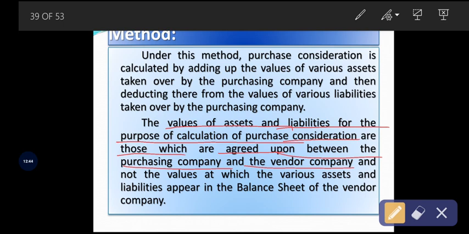And they are not the values at which the various assets and liabilities appear in the balance sheet. Balance sheet here means book value. So only if the problem specifies to take over the assets and liabilities at book value, then we have to consider the book value. If not, we have to consider the agreed values. Okay, so this is the major concept in this net asset method or net worth method.